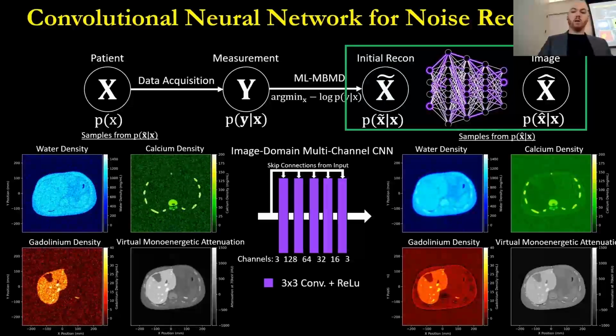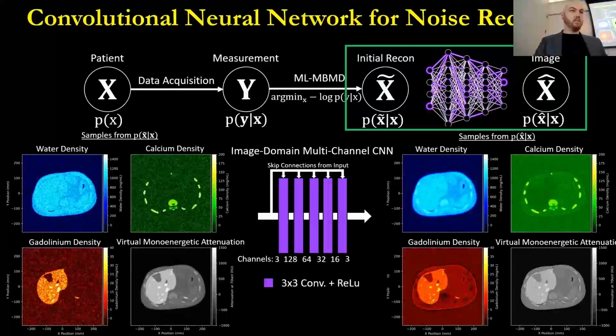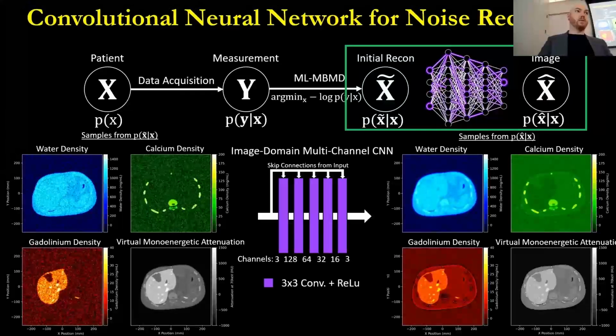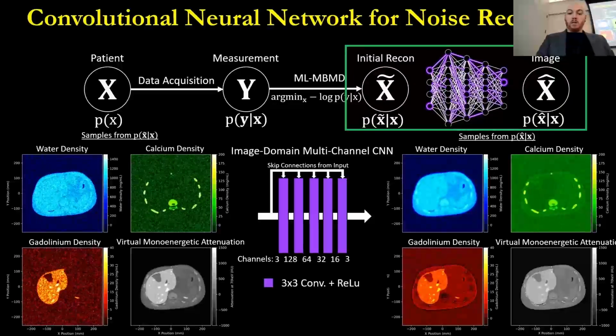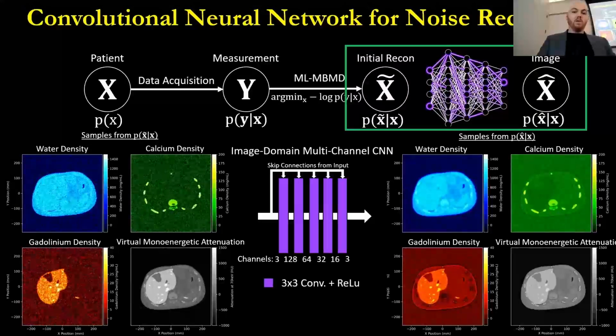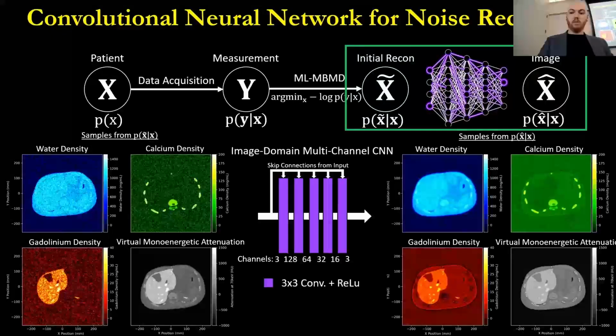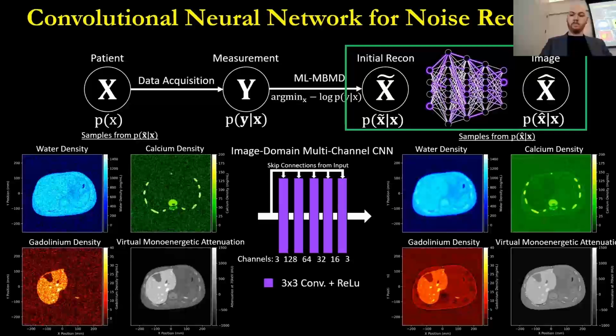So the network inputs are the maximum likelihood material density estimates, and the training targets are the ground truth digital phantoms. It's important to point out the network inputs are 3 material images. So there's 3 channels on the input, and the materials are jointly processed, sharing information between materials to produce 3 material output density estimates.